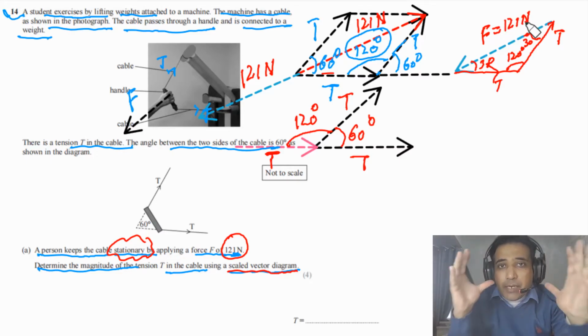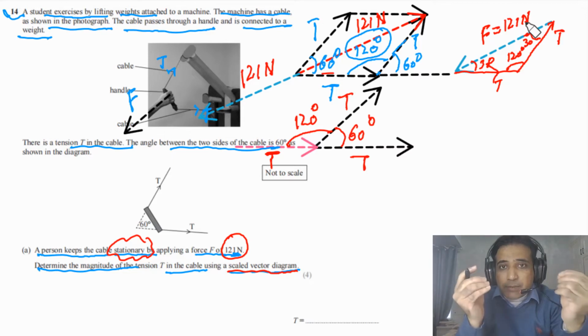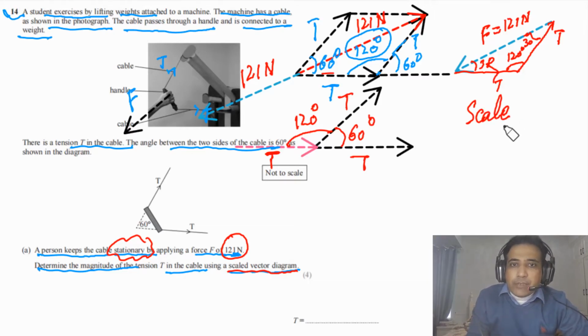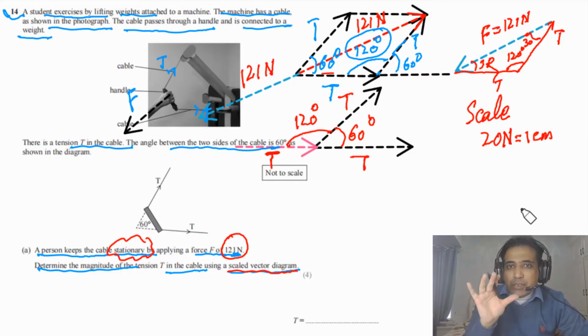Until now we have concepts, we need to answer this question. Let's use this understanding and try to answer the question. So the first thing we need is a scale. In this case F is equal to 121. So we can simply say 20 newtons is representing 1 centimeter.